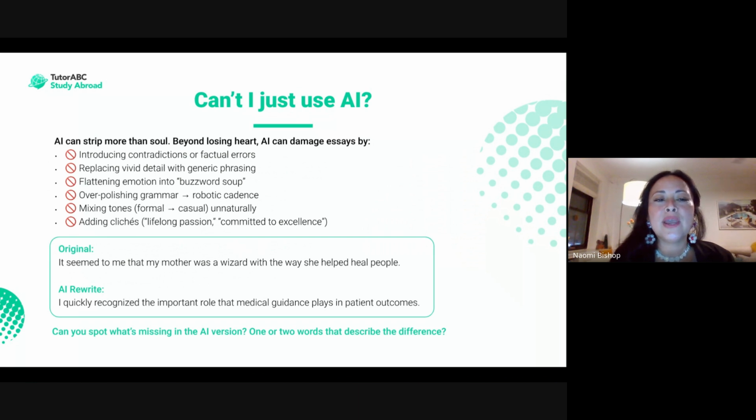Okay, so AI can strip more than soul. Beyond losing heart, it can damage the essay in the following ways. I'm not trying to be preachy, but it's just something I think about a lot, because I am in this field and I also am in the AI field, so I feel like I have one foot in each field. So it can introduce contradictions or factual errors.